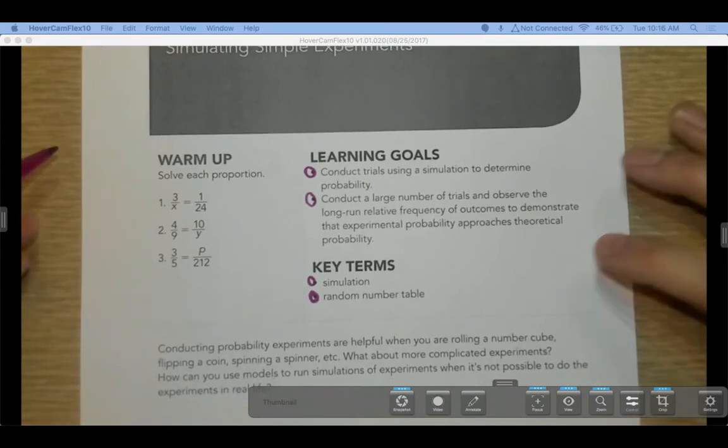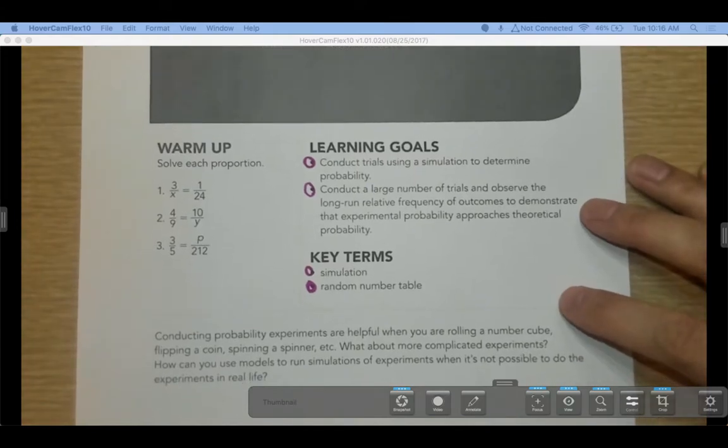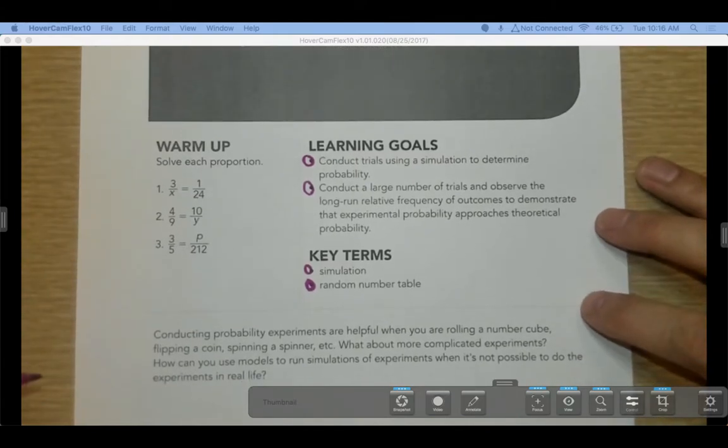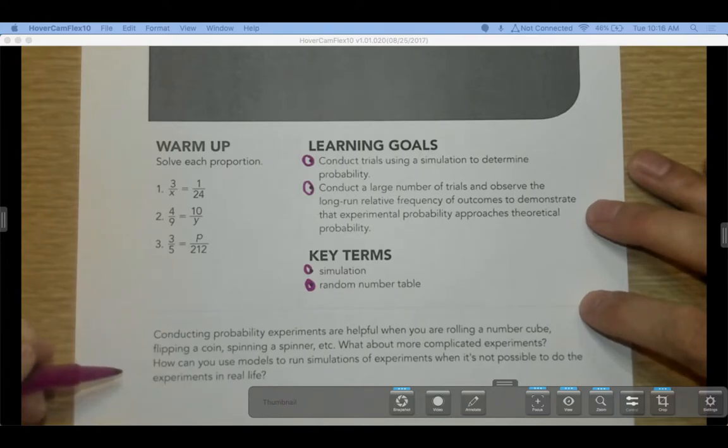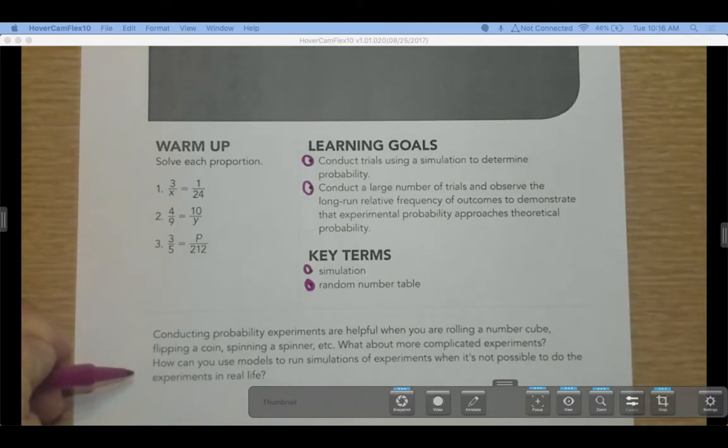So here we have conducting probability experiments, which are helpful when you are rolling a number cube, flipping a coin, spinning a spinner, etc. What about more complicated experiments? How can you use models to run simulations of experiments when it's not possible to do the experiments in real life?